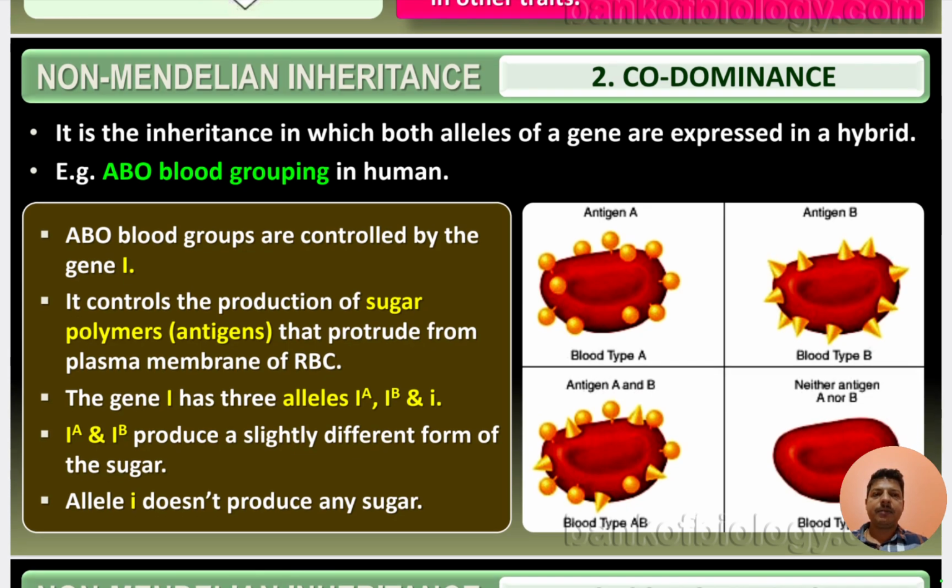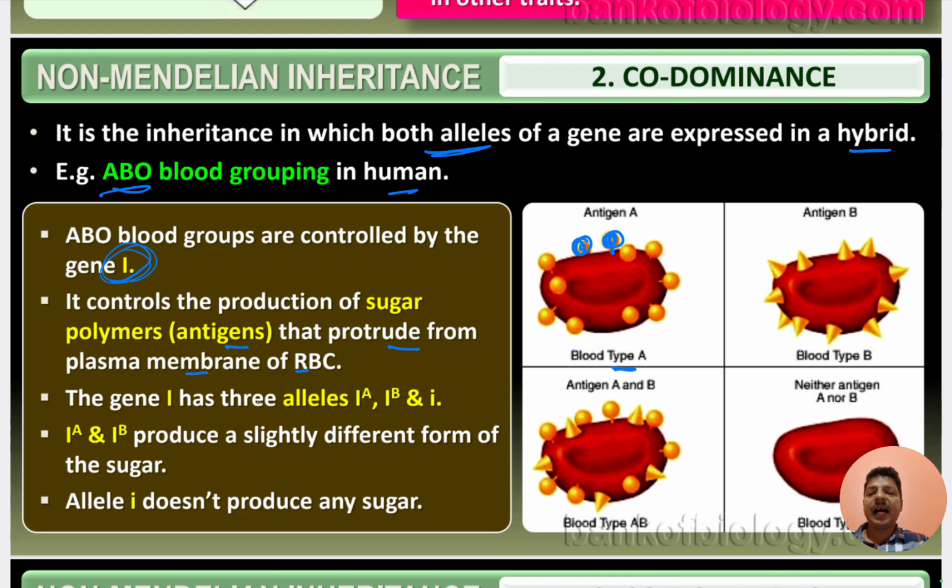Next is codominance. Codominance means the inheritance in which both alleles of a gene are expressed in a hybrid. Both alleles are expressed. Example, ABO blood grouping in human beings, where first of all the ABO blood group is controlled by a particular gene that is called I, capital I. It controls the production of sugar polymers or antigens that protrude from the plasma membrane of the RBC, like this. Protrude means comes out like this. This one comes out, this one also, it is the RBC.